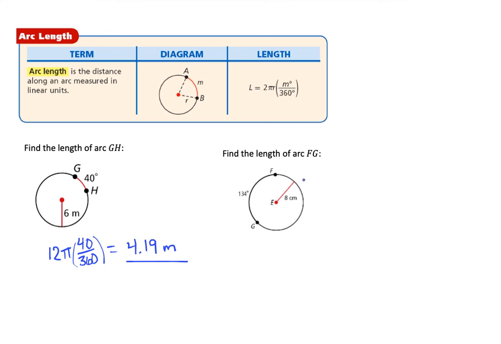And one last one here, same thing, they want FG, so they want this right here, it's just not colored in. Okay. So diameter times pi, 16 pi, multiply it by 134 over 360. And you should get 18.71 centimeters. Okay, that's it.